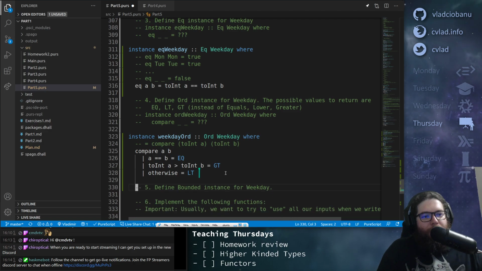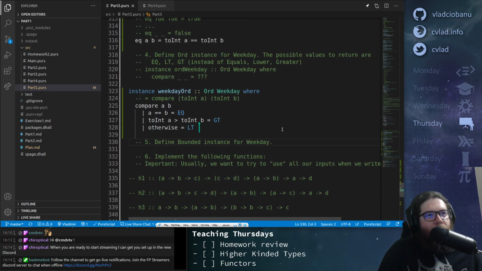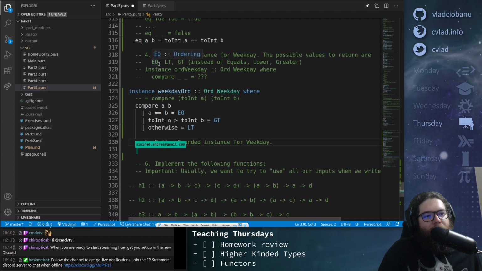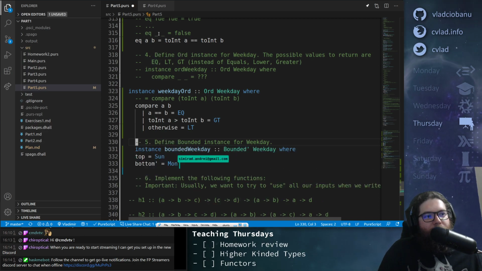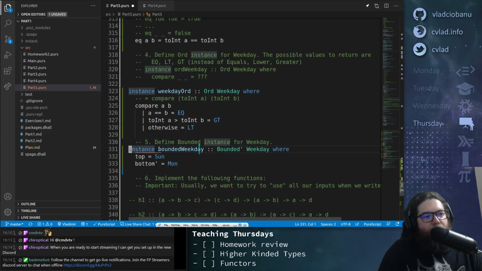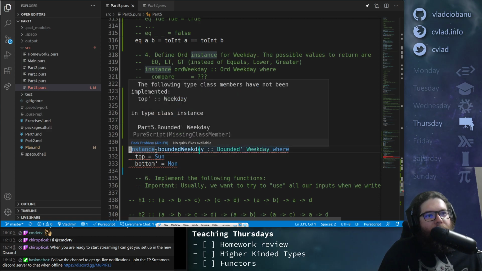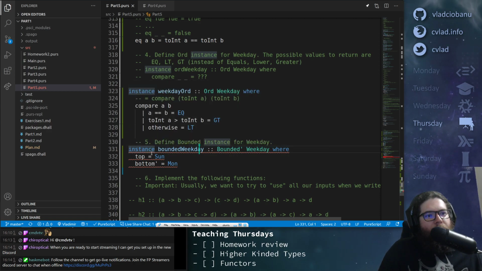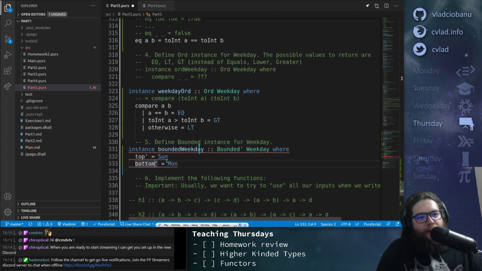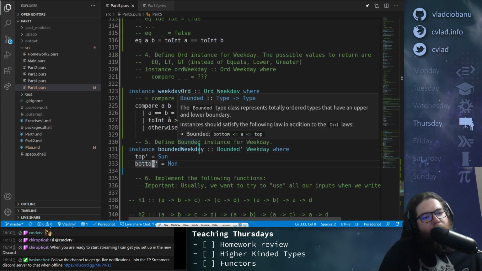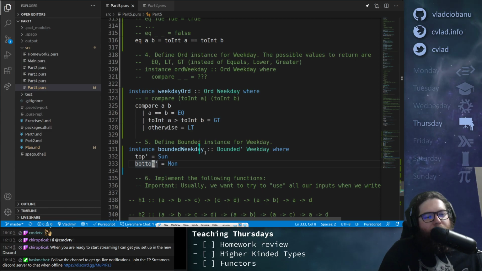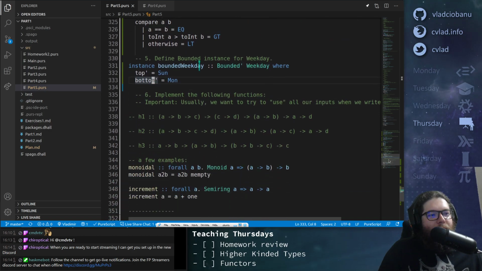Yes. Okay. And the Bounded instance. Is the Bounded instance the one with the top and the bottom, right? Yeah, I think so. So it should be like Bounded weekday. I think that's the problem. And then let's see, top. All right, because these are also like top prime. Yeah, exactly. I think this is correct. This is the right implementation. So, good job. Okay, so we get to the cool part now.